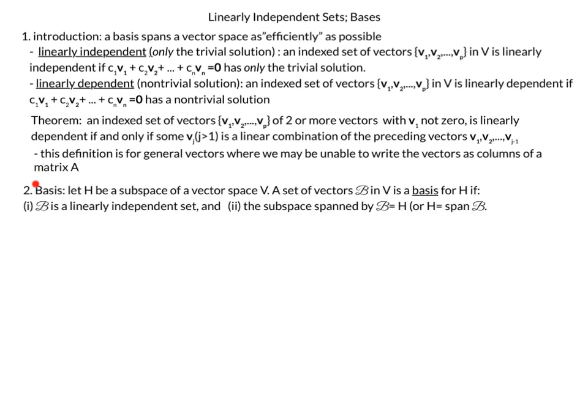Now we can come to the idea of a basis. Let H be a subspace of a vector space V. A set of vectors B in V is a basis for H if 1, B is a linearly independent set. That's the first qualification to be a basis, is linear independence. And 2, the subset spans H. So if B is a basis for H, B needs to span H.